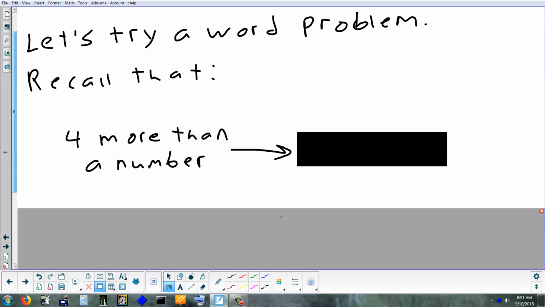For more than a number, how would you write that without the words more than? So I want to see a number. Pick a variable. So you're going to have a number, you're going to have a variable, and then an operation, like add, subtract, multiply, divide.